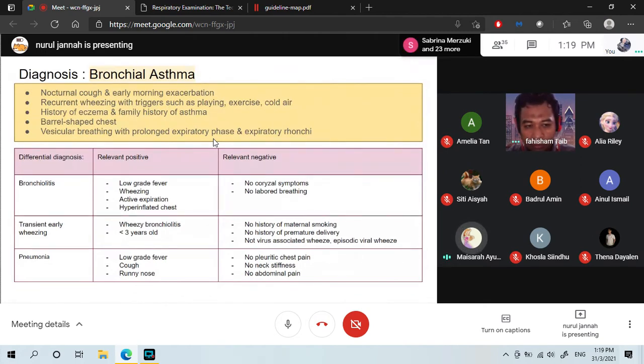Okay, and also the third is pneumonia. It is because of the low grade fever and the cough and runny nose. But the relevant negatives there are no pleuritic chest pain, no neck stiffness, and no abdominal pain. Okay, next.